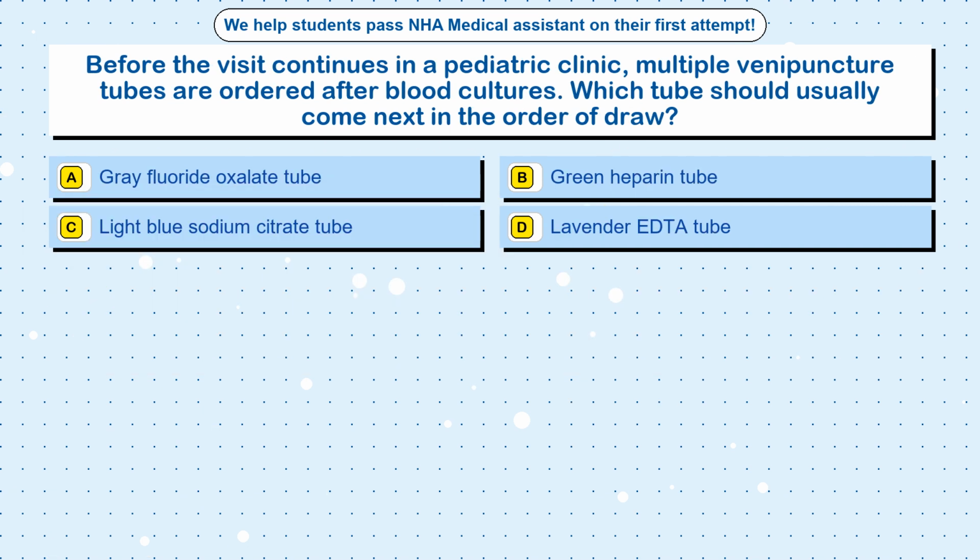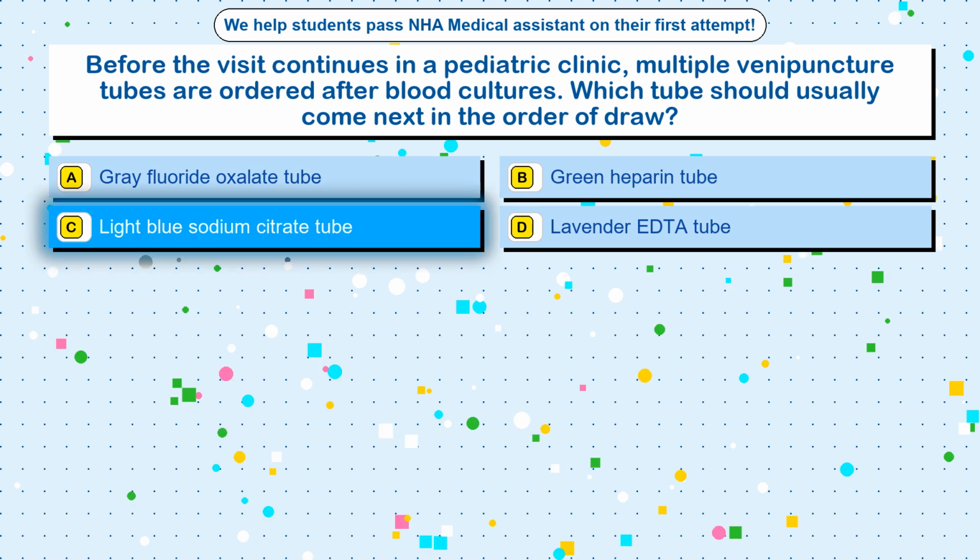Question 60. Before the visit continues in a pediatric clinic, multiple venipuncture tubes are ordered after blood cultures. Which tube should usually come next in the order of draw? Option A. Gray fluoride oxalate tube. Option B. Green heparin tube. Option C, light blue sodium citrate tube. Option D, lavender EDTA tube. The correct answer is option C, light blue sodium citrate tube.